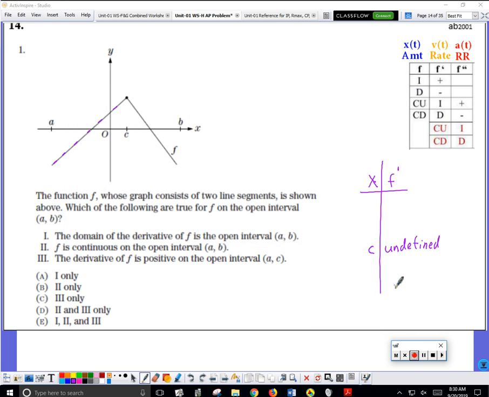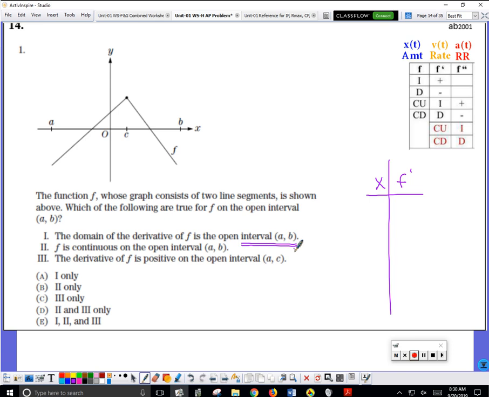Okay, here we go, 14. The graph of f is shown. That's really all they say. They ask you to figure out these three. Number one says the domain of the derivative of f. That means the domain of f prime. The domain of f prime is the open interval a to b.